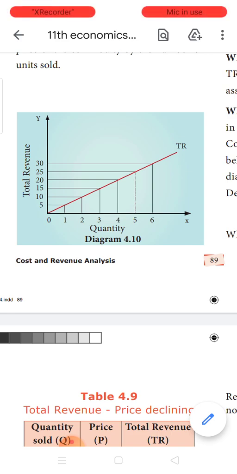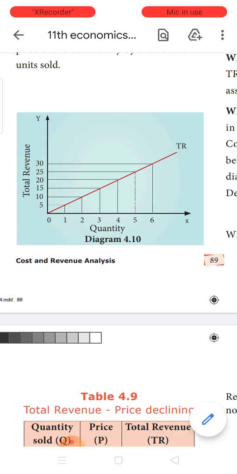This I have told you many times. When there exists a direct relationship between two variables, which means when one is increasing, the other variable will also increase, and when one variable is falling, the other variable will also fall, such a relationship between two variables is called a positive relationship or direct relationship.